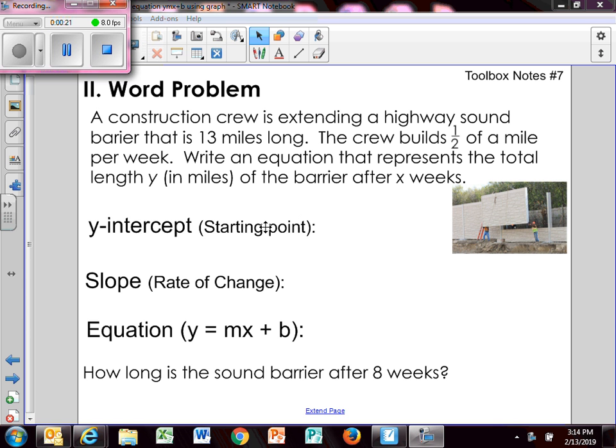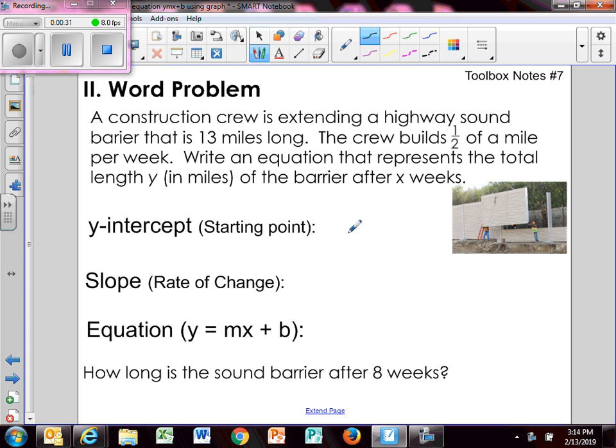Well, the y-intercept would mean your starting point. It says up here that it's 13 miles long and they're building onto it. So our starting point here would be the y-intercept of (0, 13). The rate of change is how fast the crew is building. Well, they're building half of a mile per week, so our slope would be 1/2.